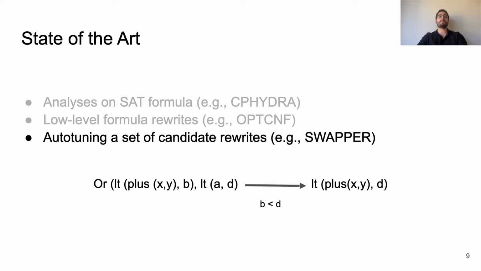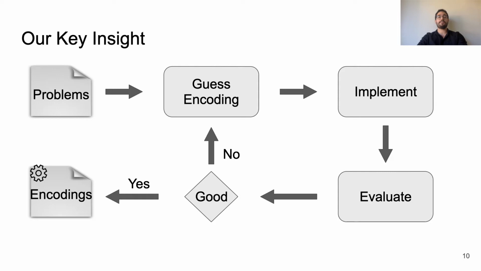We hypothesize that instead of optimizing the encoded formula, if we tune the entire encoding process, we can get a better performance improvement. The manual process of encoding is to gather a set of problems, guess one encoding, implement and evaluate it, and keep repeating the process until we find a good encoding for our tool. Usually, people will stop before getting the optimal result. Our insight is that since the encodings are domain specific, we can use a small set of problems to find near optimal encodings for the entire domain. Based on this insight, we developed a tool called Satune to automate and optimize this encoding process.